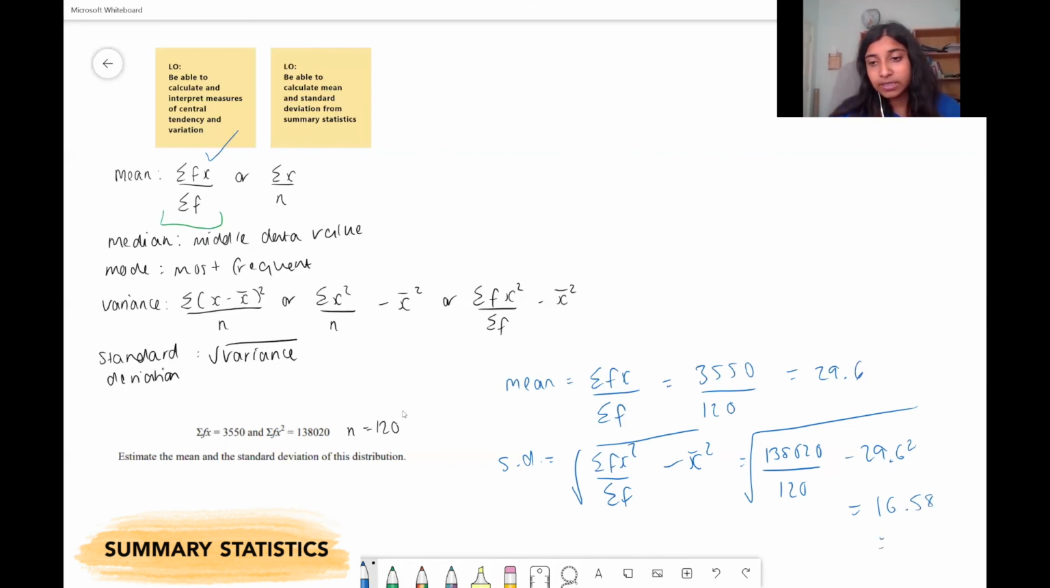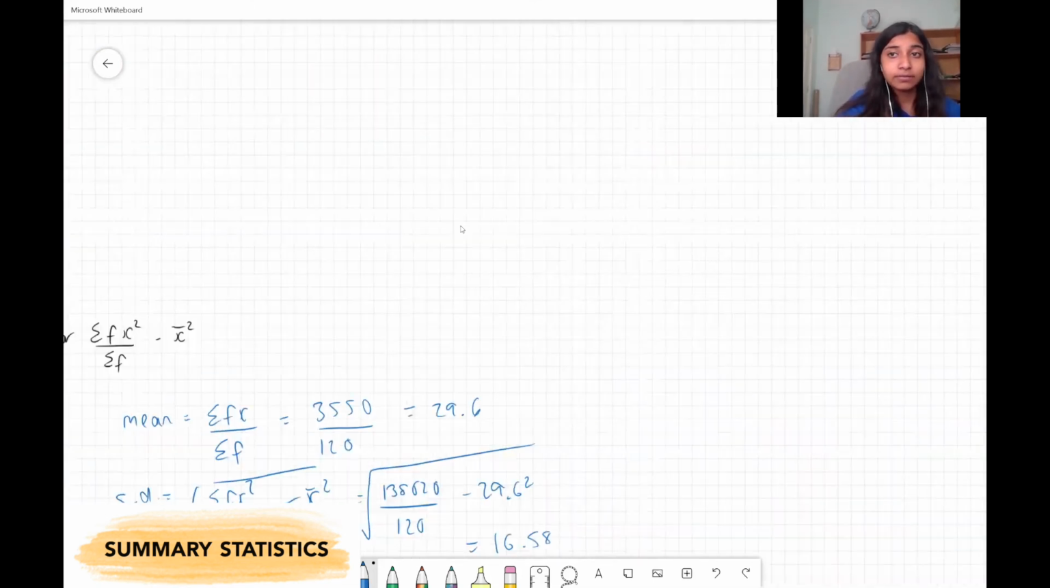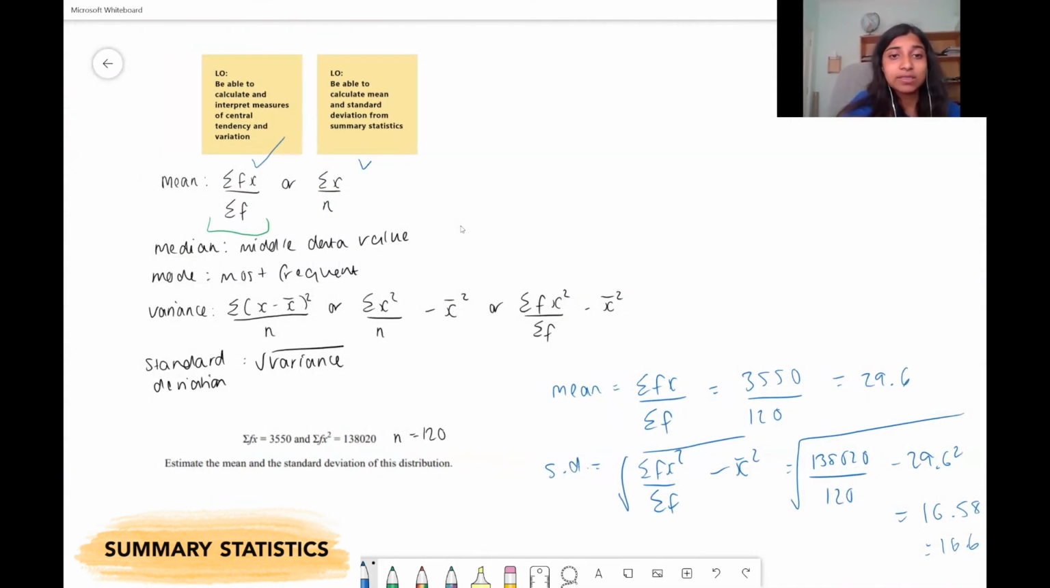Which is just 16.6. And that's your standard deviation, your mean. So summary statistics are just these values of your sum of fx or your sum of fx squared that they might give you. So all you have to do is plug that into the formulas that you have. So variance, standard deviation, they will give you. Mean, you just need to remember that for yourself. So that's everything we wanted to cover.